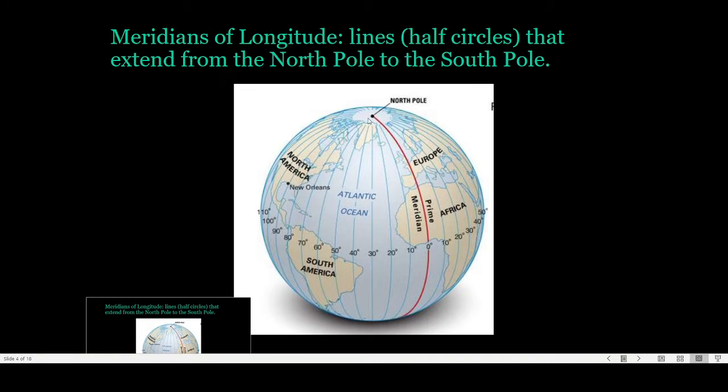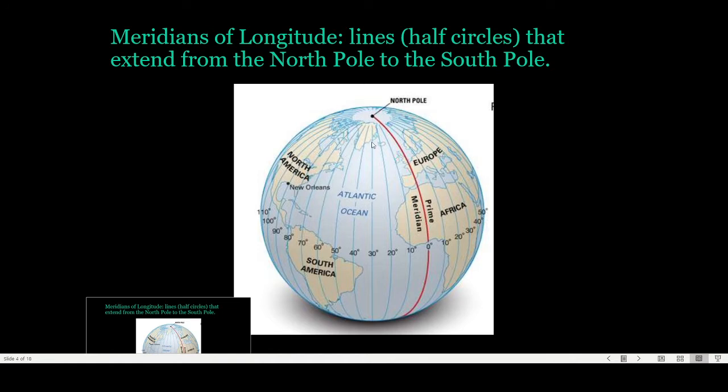So the opposite value, the maximum value of the longitude, is 180 degrees. That's going to be the opposite of this line on the other side of the world, and that is known as the international date line. So again, this extends from 0 degrees all the way to 180 degrees, and then again 0 degrees in the eastern hemisphere all the way to 180 degrees.